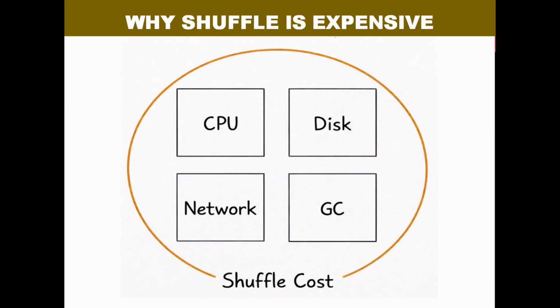Shuffle is expensive because it touches every major resource in our cluster. CPU for sorting and merging, memory for buffering, disk for spill operations and file writing, network for data transfer. No other Spark operation stretches the cluster quite like shuffle. That is why performance tuning often means reducing shuffle.